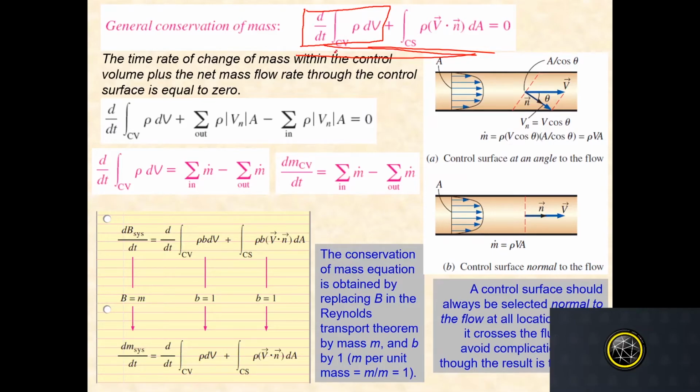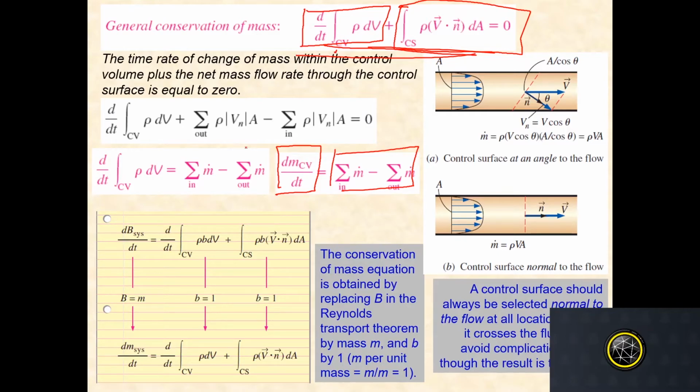So what we have here, the term on the left represents the rate of change of mass in a control volume with respect to time, where you can see at the bottom one, this is the same thing. And the term on the right is the net mass flow rate, which gives you the difference between the mass flow rate that gets into the control volume minus the mass that goes out from the control volume.